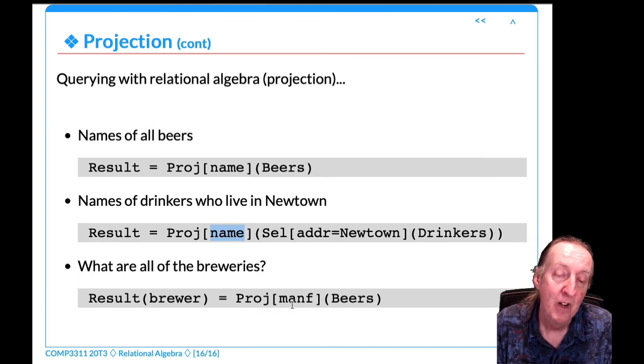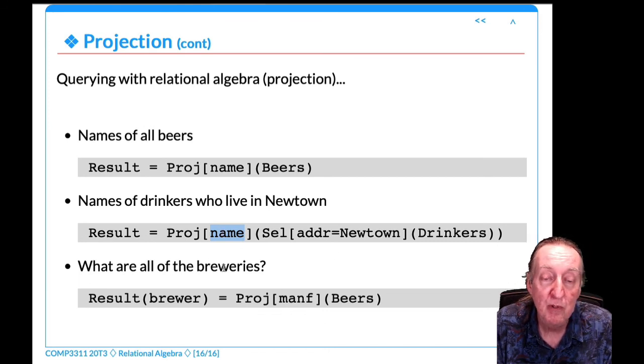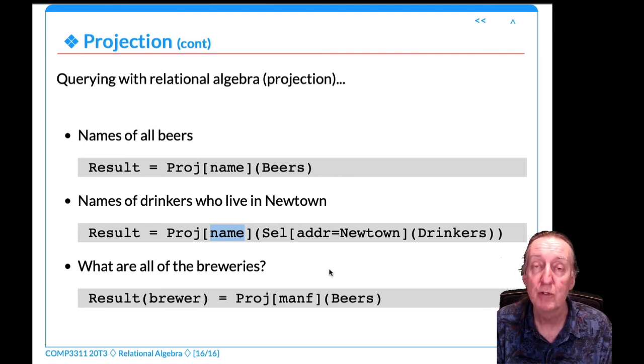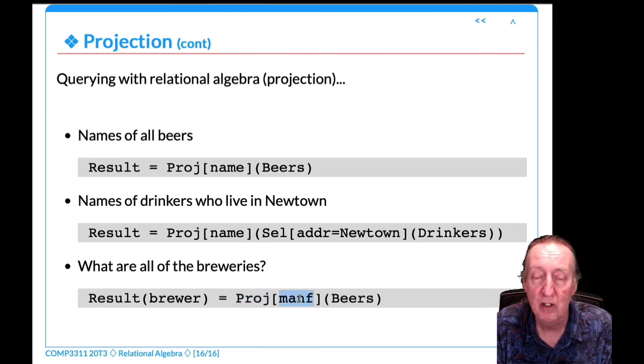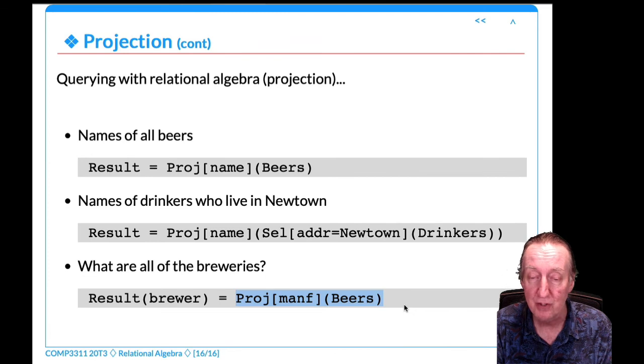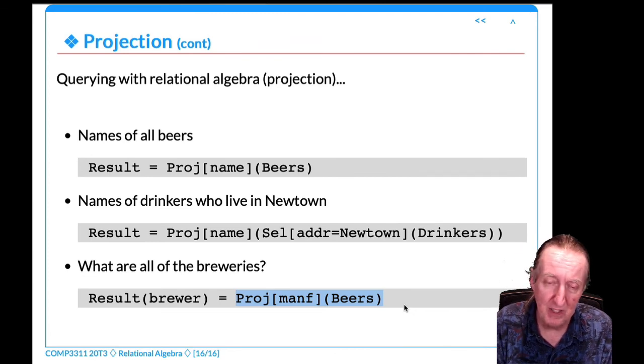And finally, if we want to find out what are all the breweries, even though we know that some breweries make more than one beer, if we do a project on the manufacturer or brewer column, remembering that in relational algebra we're dealing with sets, this is going to give us the set of manufacturers. And of course, in SQL, we'd simply say select distinct man from beers.